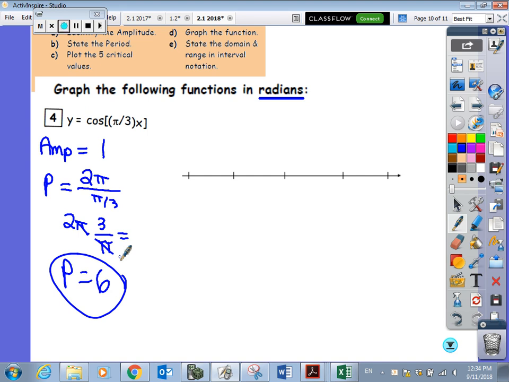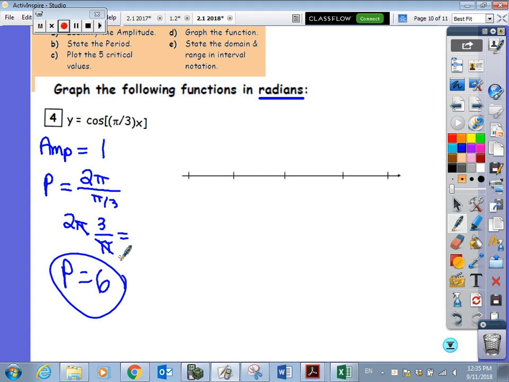Can we have just a 6? Yes. We could have 6. We could have 6 pi. We could have 6 degrees. All of those. 6 and 6 pi are radians. 6 degrees is degrees. The way you know this one's not degrees is there's no degree symbol.